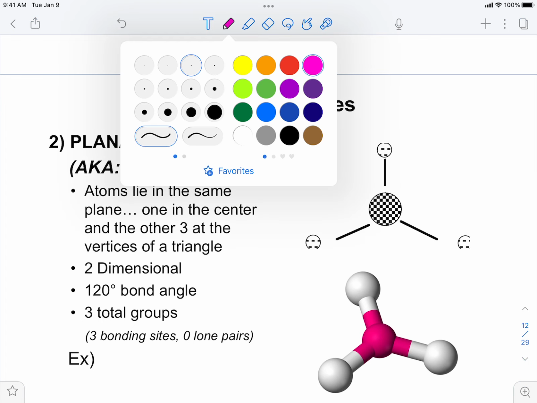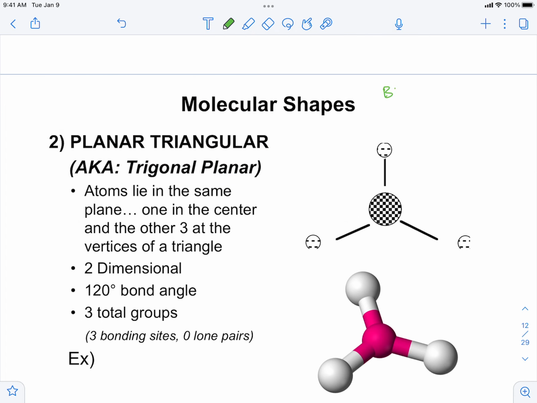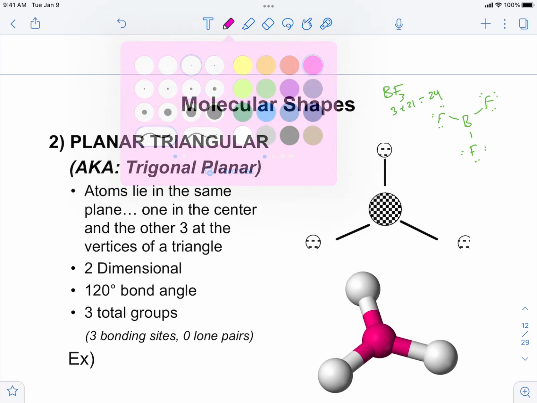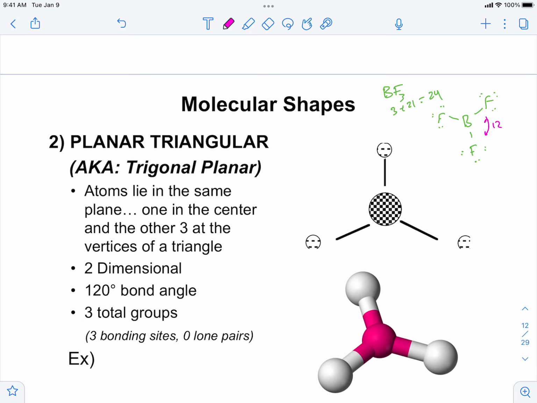The next shape, let's say that we have a molecule like this. 3 plus 21 is 24. So we have 3 bonds, and boron is also an exception to the octet rule. Boron will only have 3 pairs of electrons on it. So in this molecule, 1, 2, 3 bonds. When there's 3 electron groups, the farthest apart that they can be from each other is 120 degrees. So all of these angles here are the same angle.